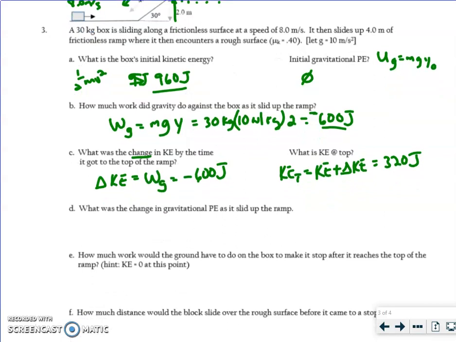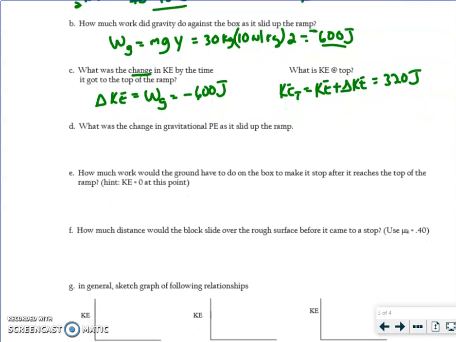And what's the change in potential as it slid up the ramp? Well, the change in potential is equal to the work done by gravity. So the work done by gravity equals the negative change in potential energy. So we had negative work done by gravity. In other words, it gained 600 joules of gravitational potential. And how much work would the ground have to do on the box to make it stop after it reaches the top of the ramp?